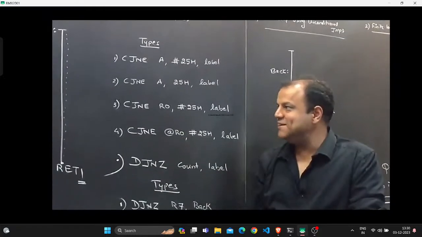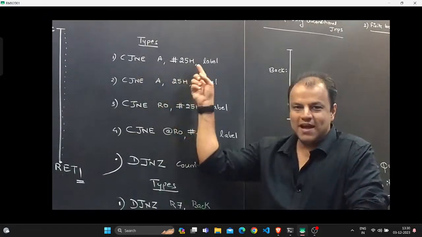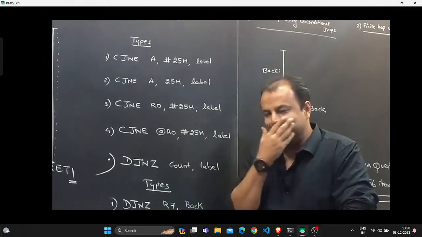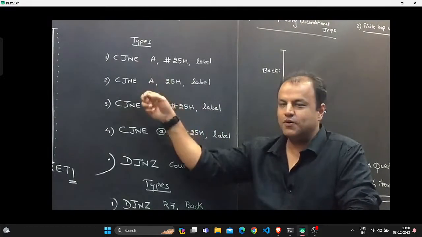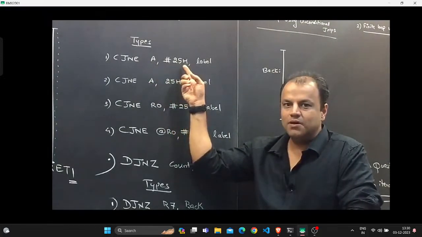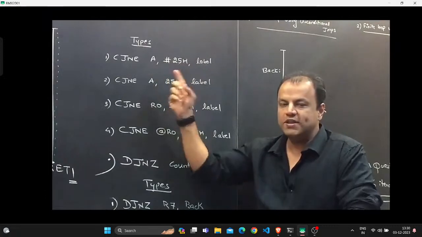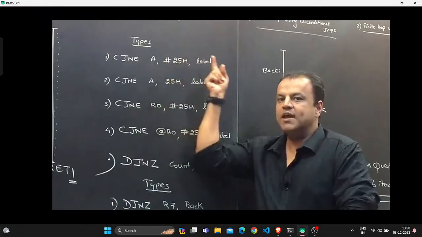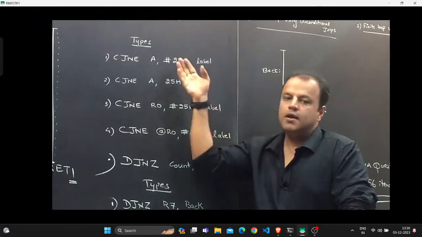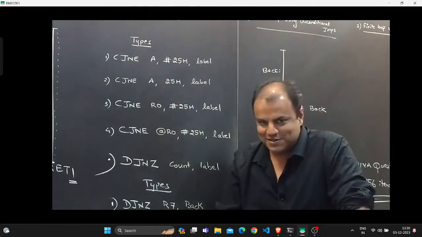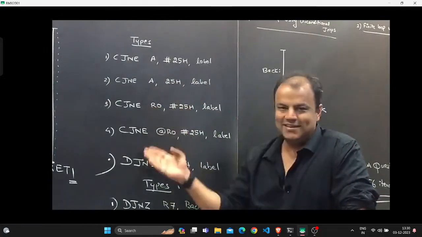There are four types of CJNE. CJNE A, #25, label. Come on, explain this to me. CJNE, compare and jump if not equal. It will compare A with the number 25. If A is not equal to 25, program will take a jump to the location called label. Otherwise, program will simply go to the next instruction. Did you understand this? Now, similarly, there are more types.